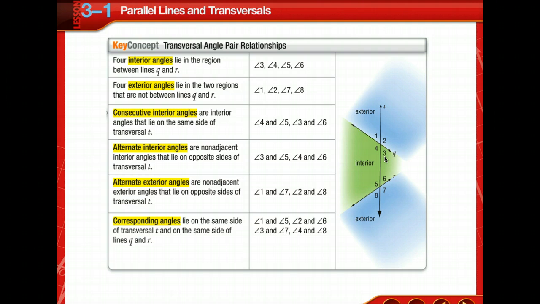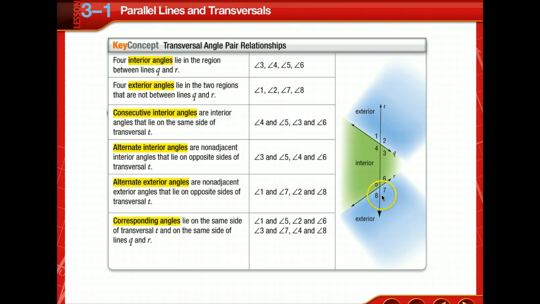Now there's alternate interior. That means they are non-adjacent, they're not next to each other, and they lie on opposite sides of the transversal. 3 and 5 are alternate interior. 4 and 6 are alternate interior. So let's look at the exterior. There's alternate exterior angles. So notice 1 and 7 are alternate exterior, and 2 and 8 are alternate exterior.